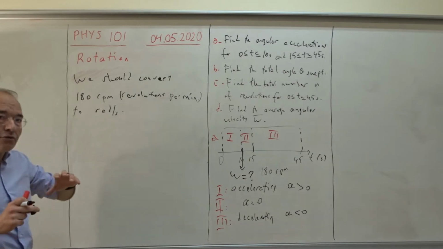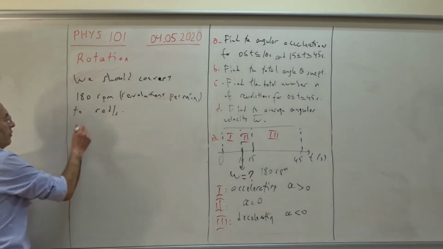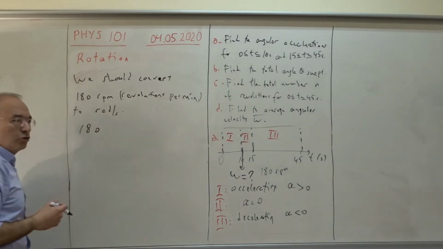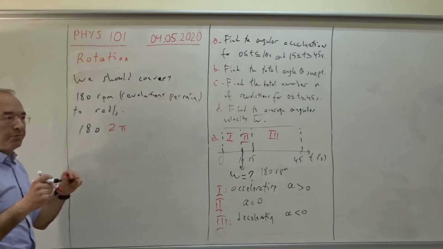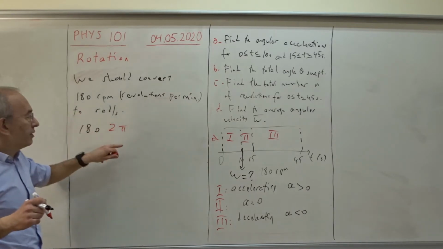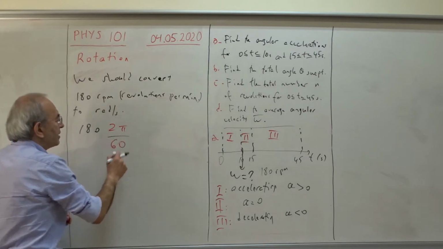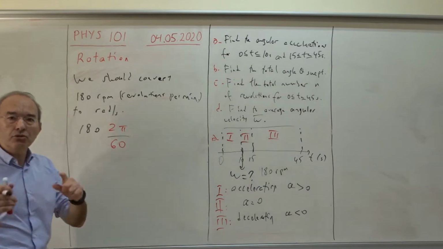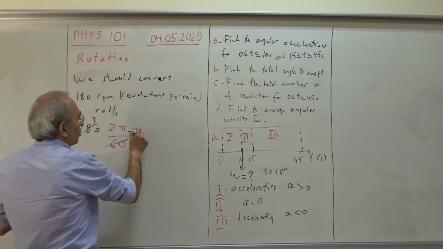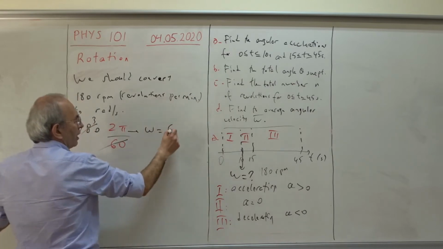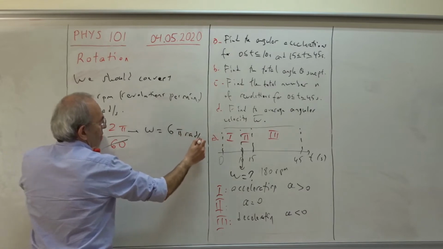And we have seen before in the previous lecture how to convert RPM, revolutions per minute, to radians per second. 180 should be multiplied by 2 pi so that it becomes not revolutions but radians per minute. But we should also divide it by 60 to convert minute to seconds. Therefore, there is some cancellation. Let's say this is 3. So that omega is now taken as 6 pi. Now it is radians per second.